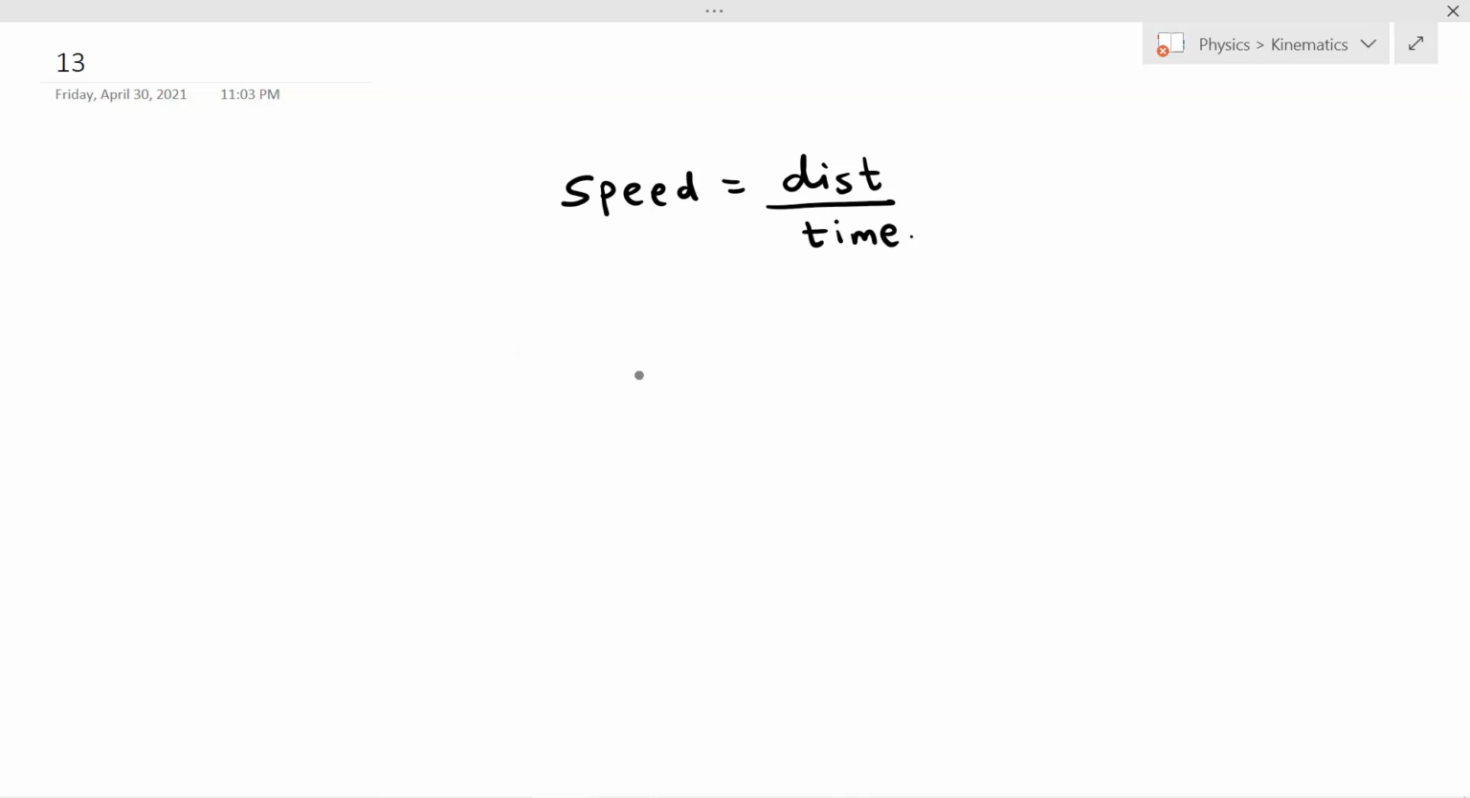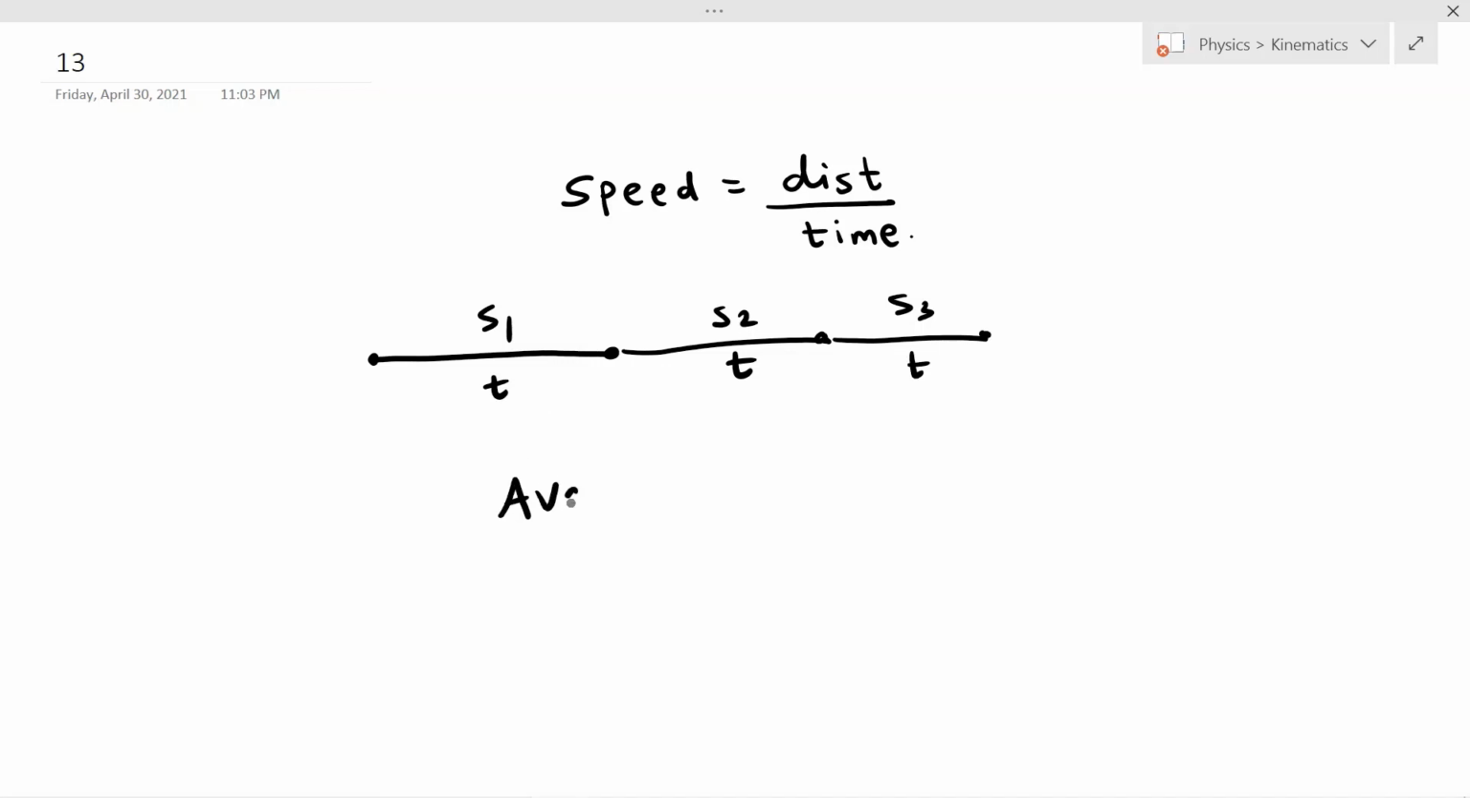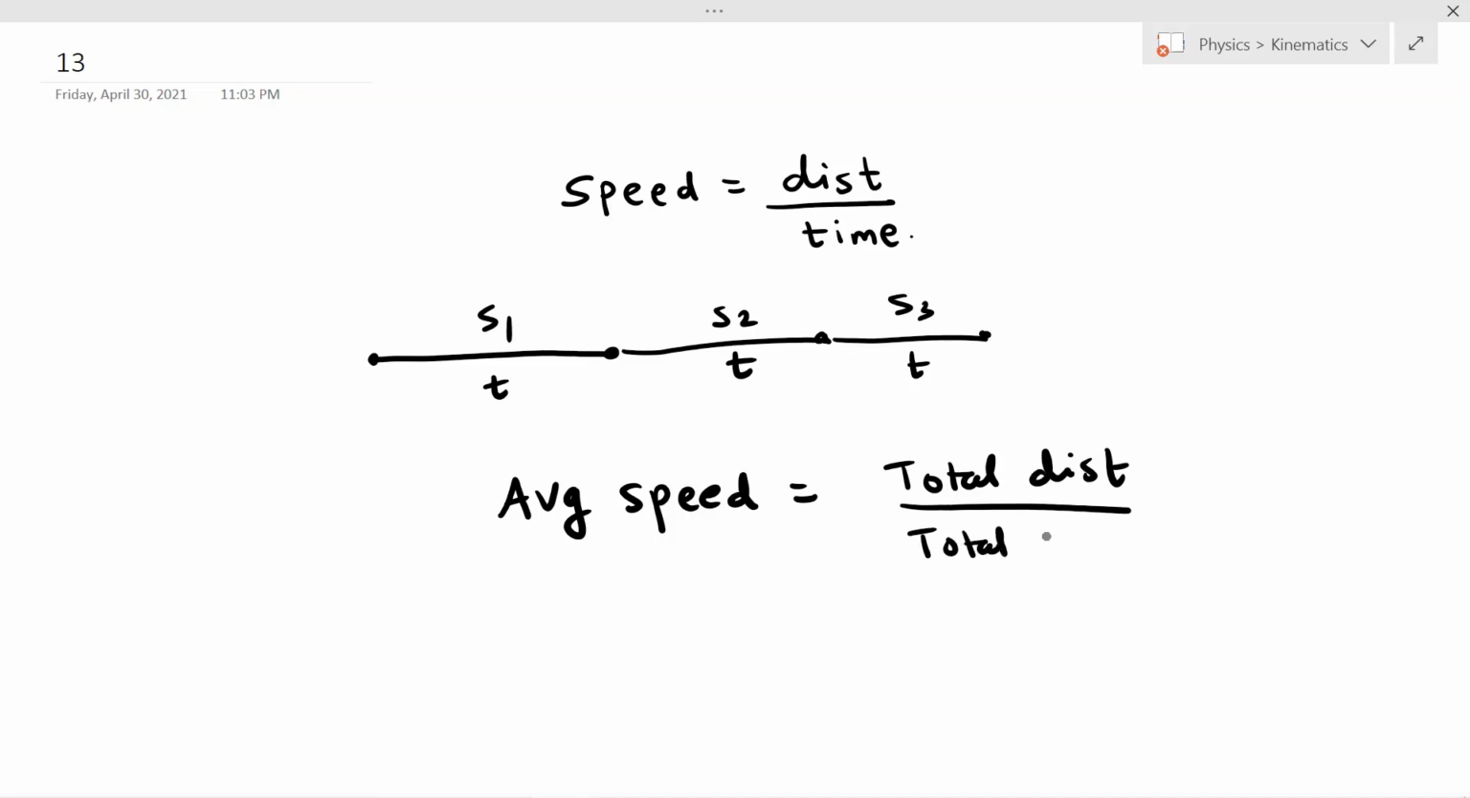Now this is for uniform motion, but in case of non-uniform motion, we generally find average speed. For example, if an object covers unequal distances in equal intervals of time, then it is an example of non-uniform motion. So in such cases, we have to find average speed. So what is average speed? Average speed is defined as the total distance traveled by an object divided by the total time taken by it to travel that same distance.